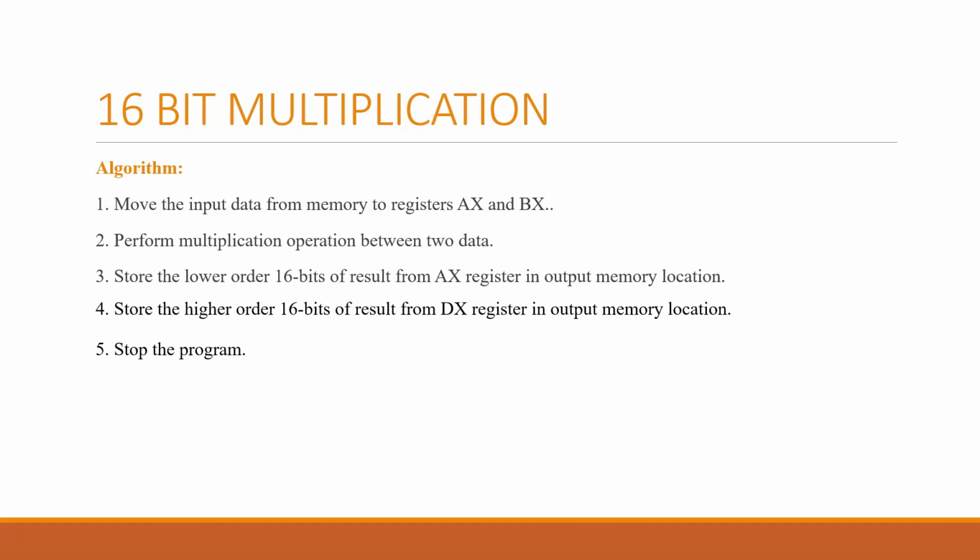Similarly here, we are going to multiply one 16-bit data which is there in AX register, with another 16-bit data which is there in BX register. When we multiply these two, we will be getting a maximum of 32-bit result. That 32-bit result in 8086, when we perform multiplication, by default the lower order 16-bit of the result will be stored in AX register, and the higher order 16-bit of the result will be stored in the DX register.